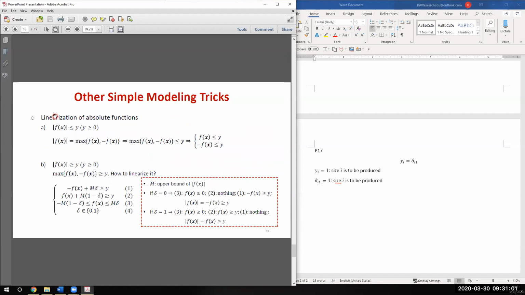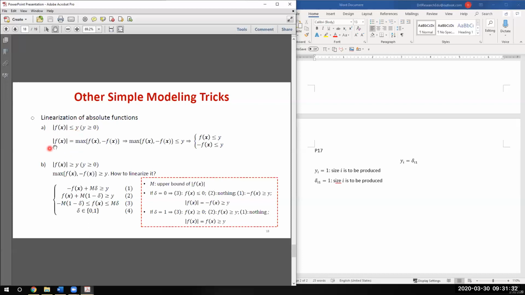The first one is a linearization of absolute functions. Absolute functions means, suppose I have for example, the absolute value of fx is less than or equal to something. And how to formulate this? How to linearize this, actually. So for the case that absolute value of x is less than or equal to y, of course your y is greater than or equal to 0. This is relatively easy to be formulated.